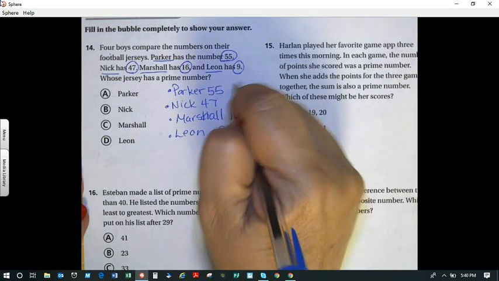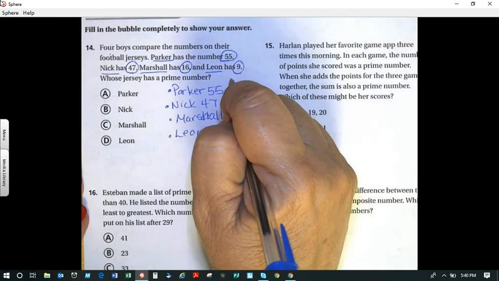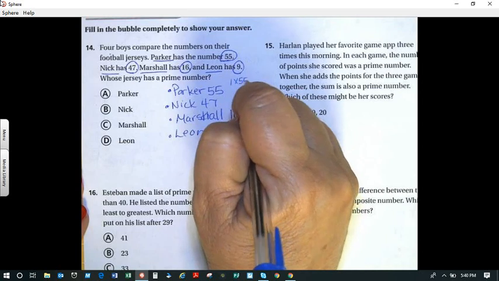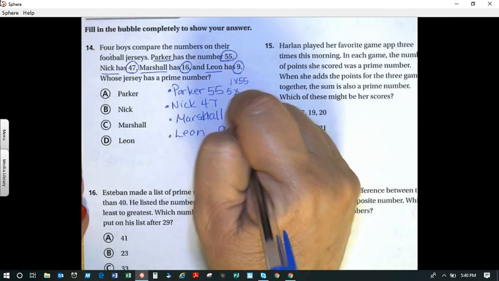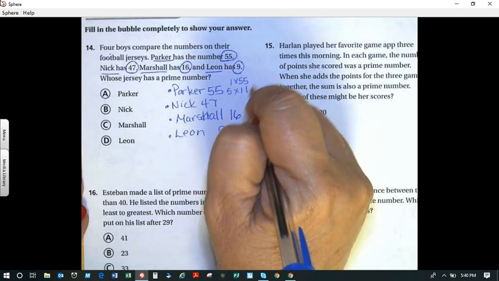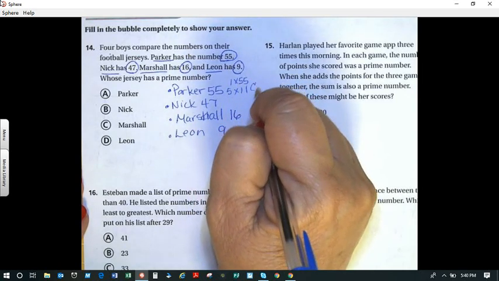My 55, I have 1 times 55. I have 5 times 11. So this makes it a composite. I'm going to put a C for composite.